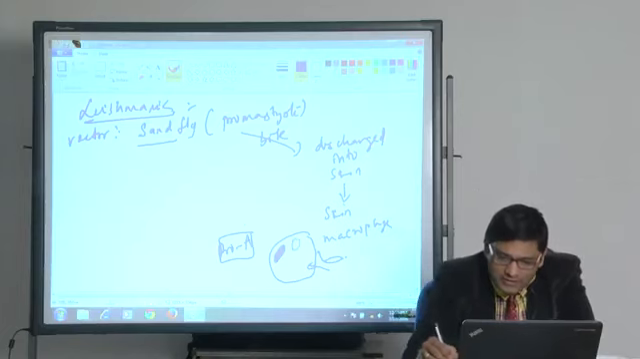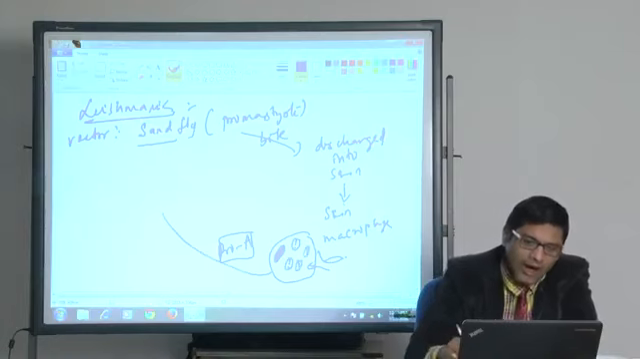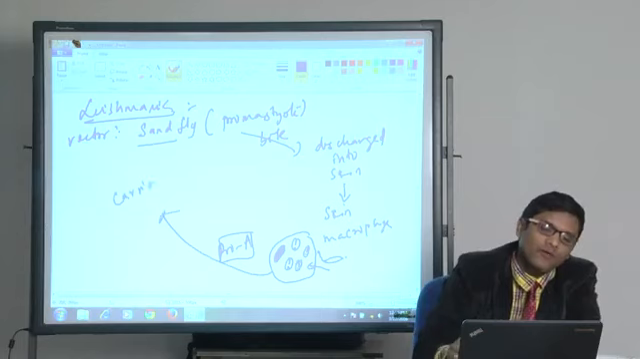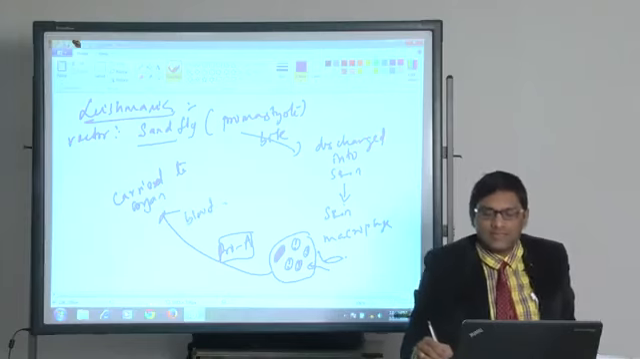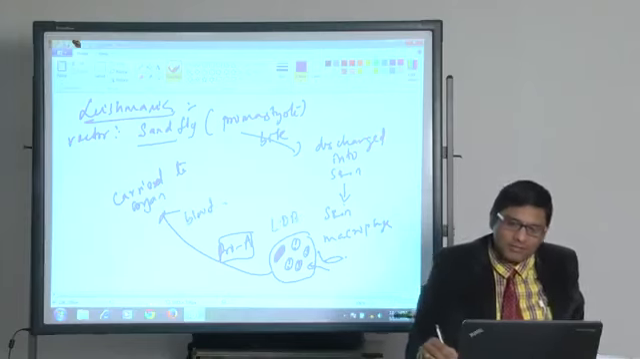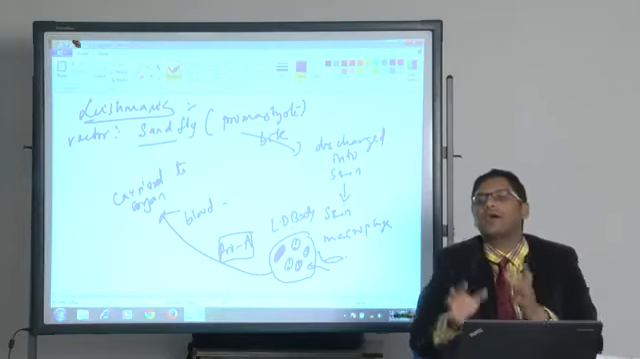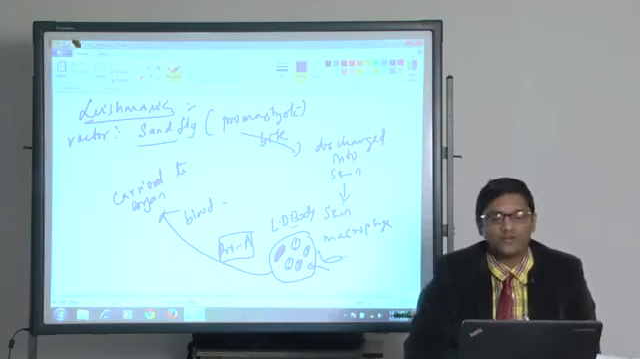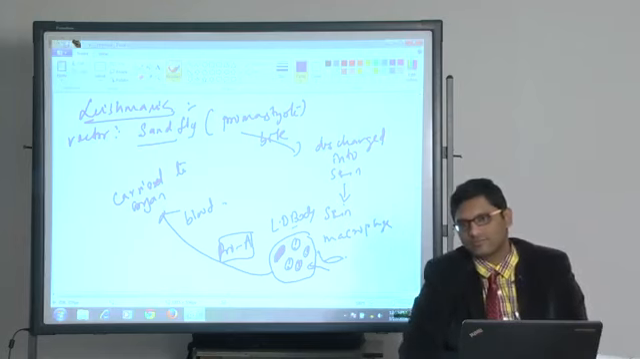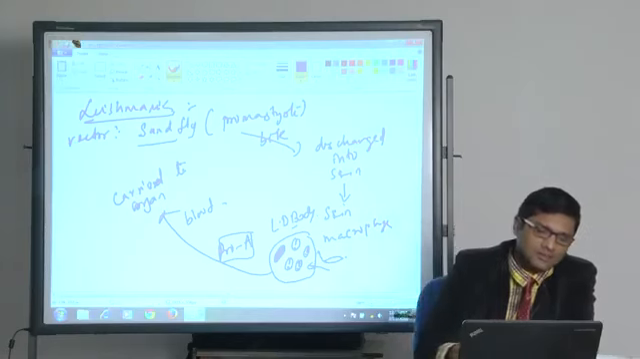Then macrophages carrying plenty of amastigote forms are carried away to various organs via the bloodstream, and this is called LD body. LD body is nothing but a big macrophage containing plenty of amastigote forms, which is carried out to various organs like spleen, bone marrow, lymph node, etc.